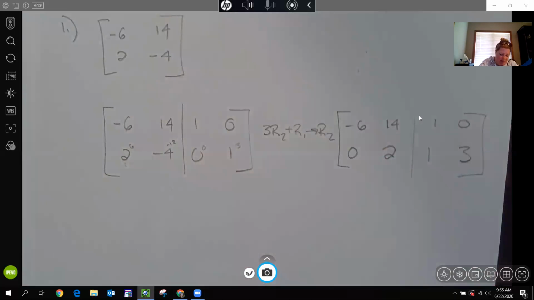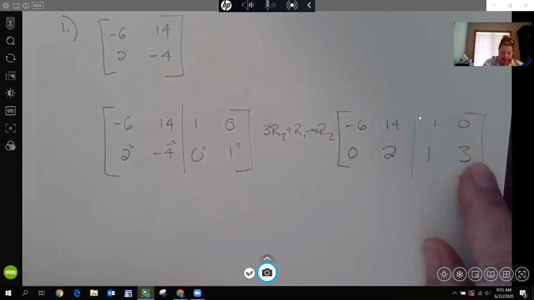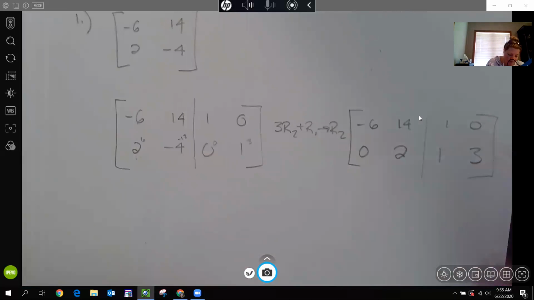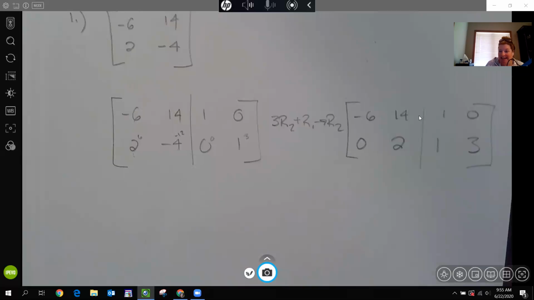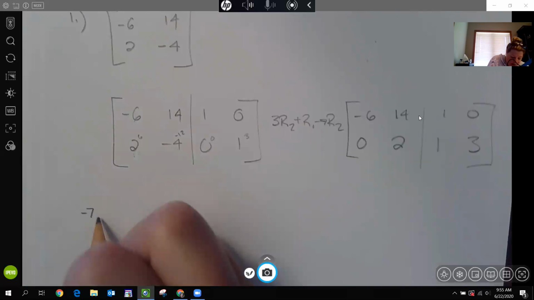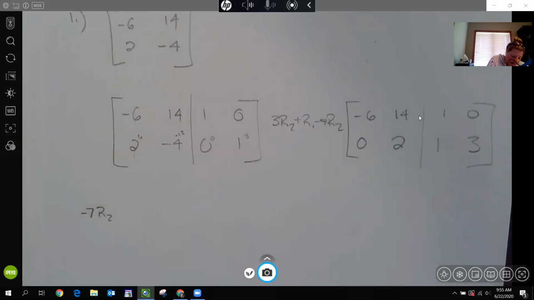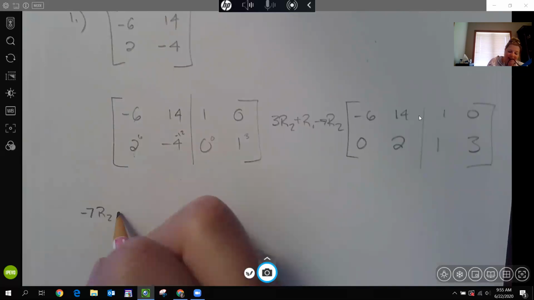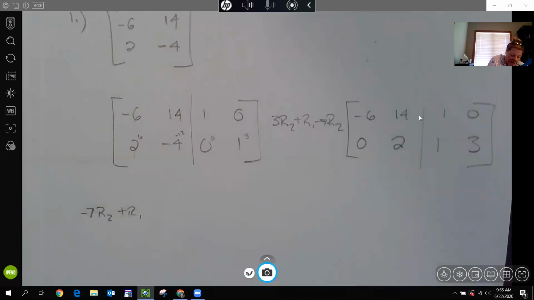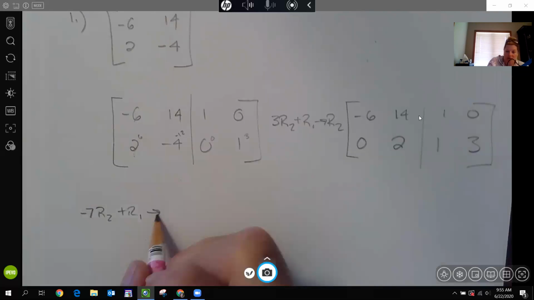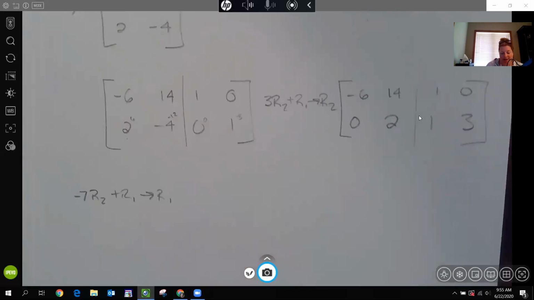Now we want this one here. So if I times this row by -7, then I could add and get that to be -14, and that would add with the 14. So we're going to take -7 times row 2 plus row 1, and this time where are we going to replace it? On row 1. We already changed row 2.